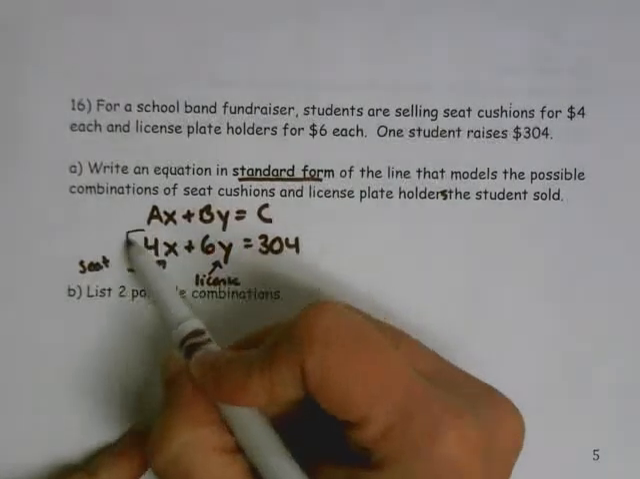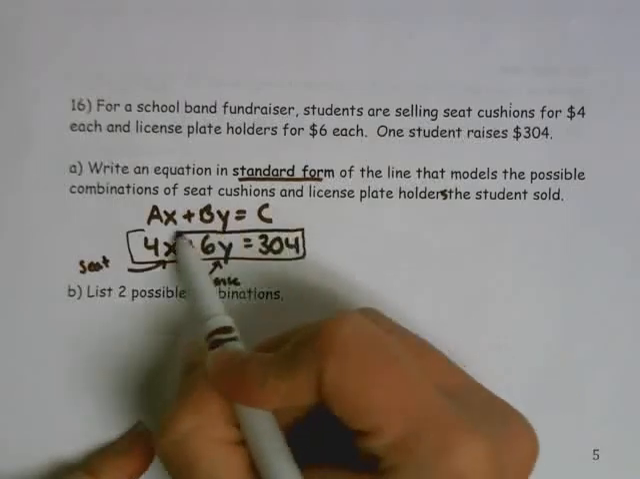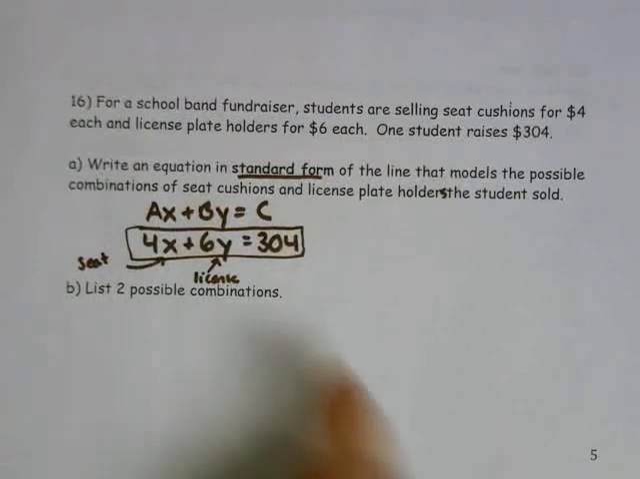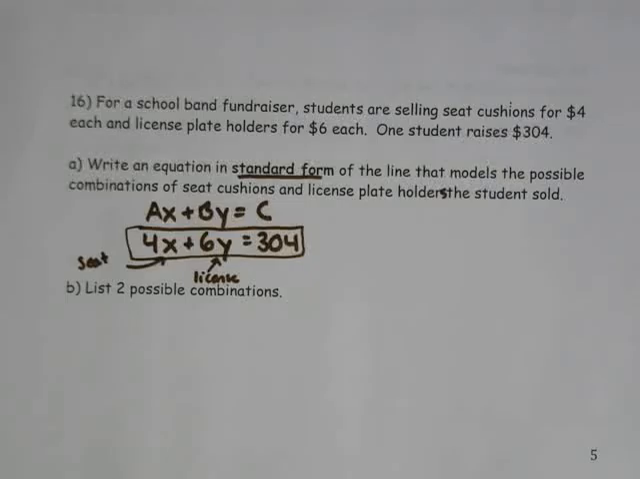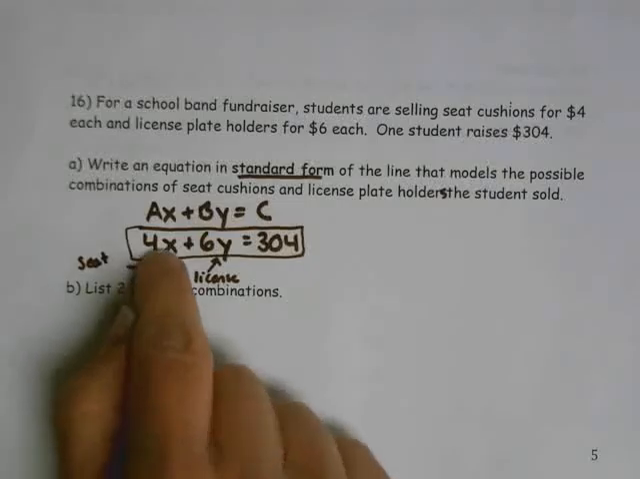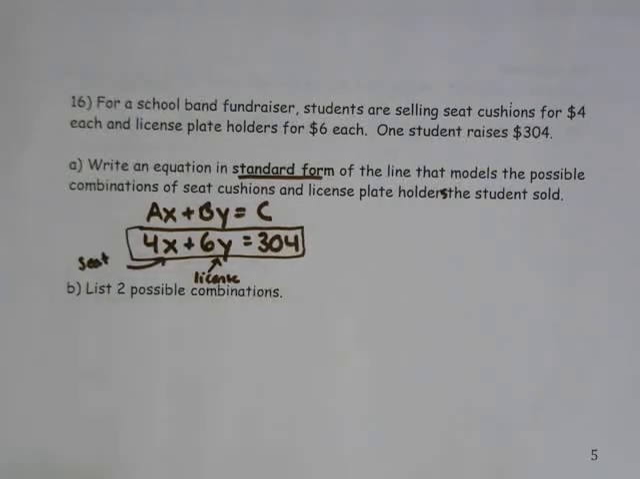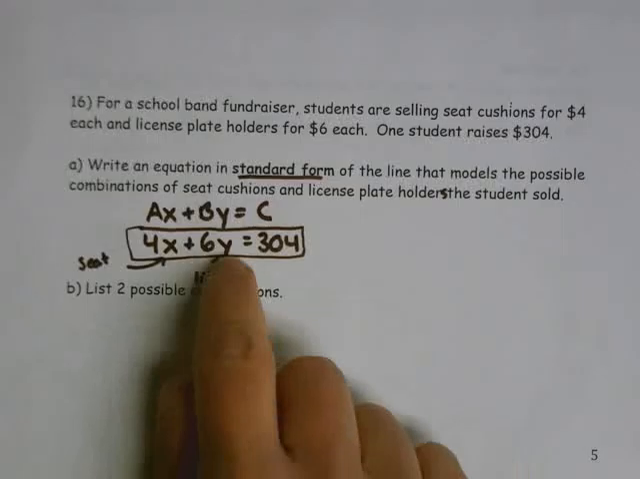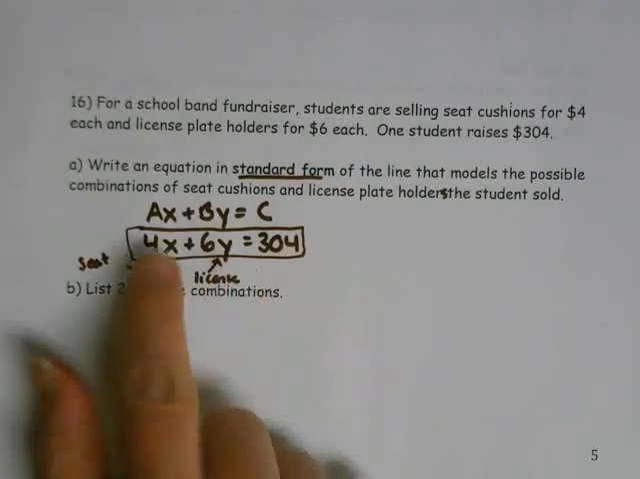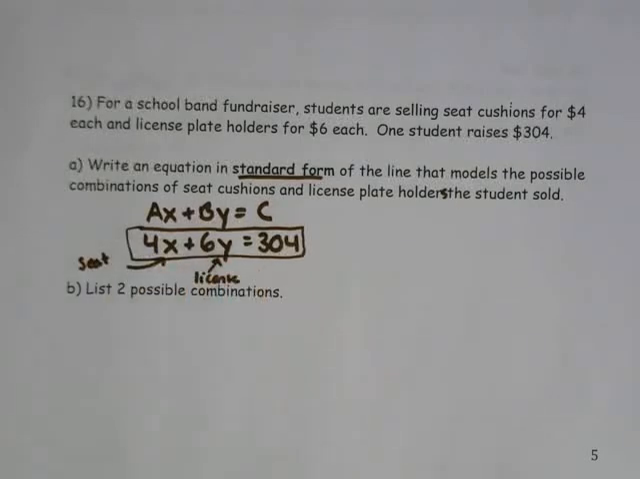So here's our equation in standard form. Remember what we talked about in class, that plugging in 0 is really just like finding the X and the Y intercepts for this. So what if it's 0 seat cushions? How many license plate holders? That's one combination. What if it's 0 license plate holders? How many seat cushions? That's a second combination that would work. So I'm going to let you finish that on your own.